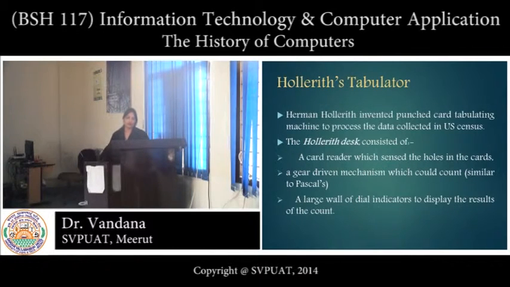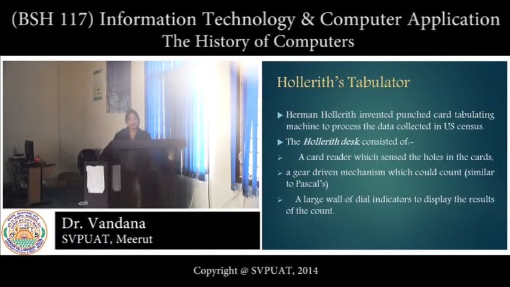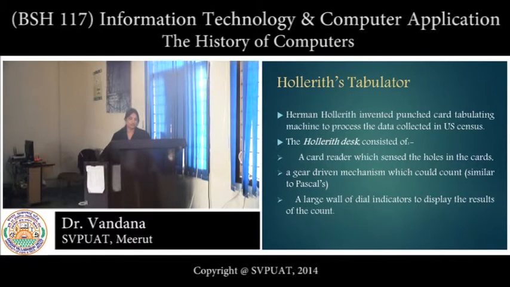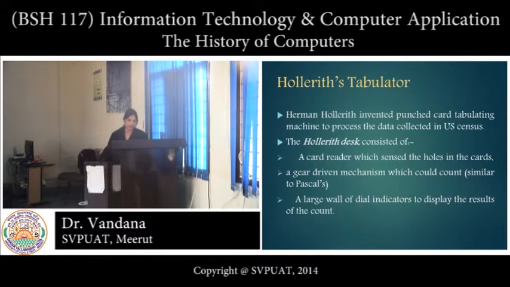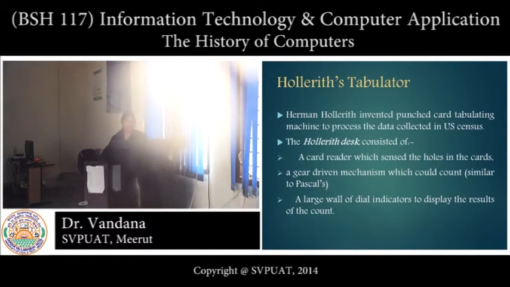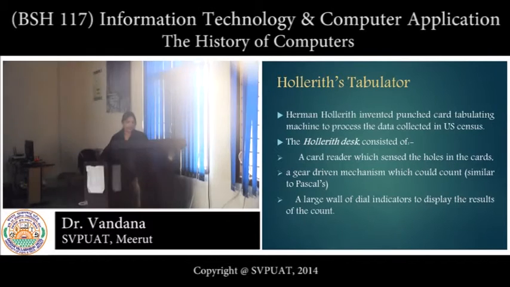Afterward, it was Hermann Hollerith who developed the punch card tabulating machine to process the data. The punch card machine consists of a card reader which senses the presence of a hole in the card and a gear driven mechanism which could count like the Pascal machine. Here is the large wall of dial indicators to display the result of the counted numbers.